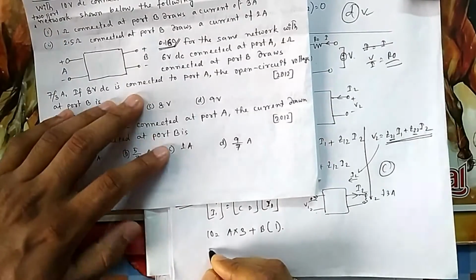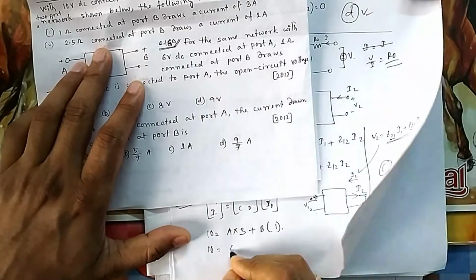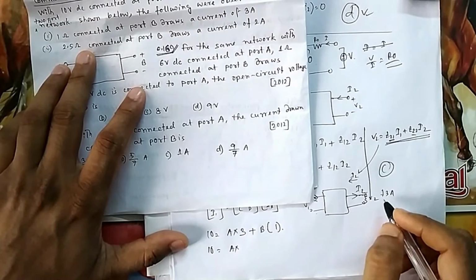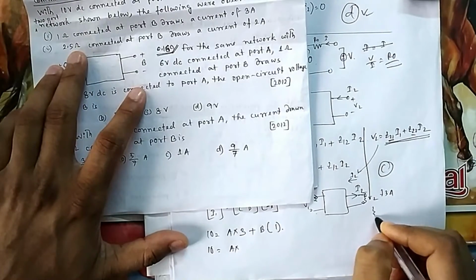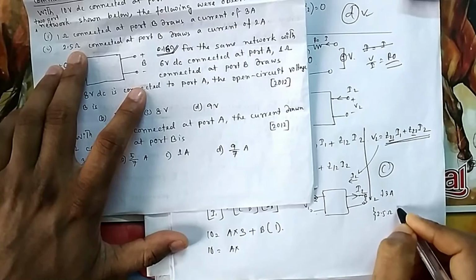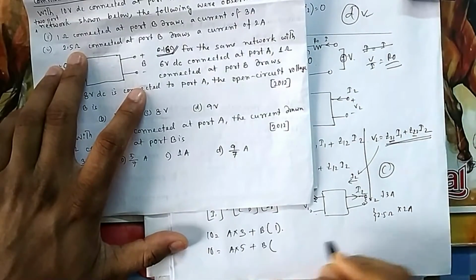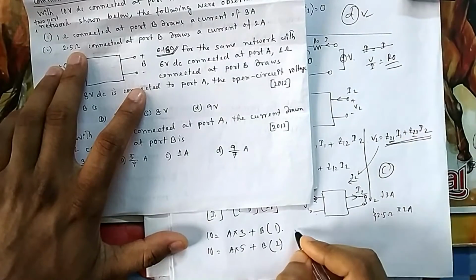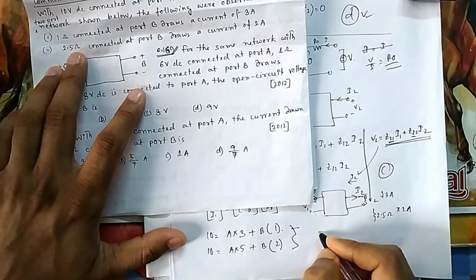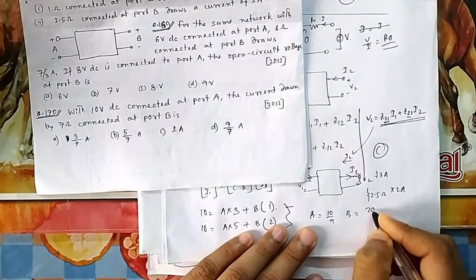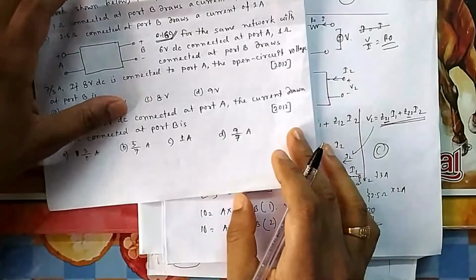Similarly the second equation: same 10 volt they give, but here A into the voltage. If you connect 2.5 ohm, it is drawing 2 ampere. So what will be the voltage? 5 volt, plus B into the current it is drawing, 2 ampere. Now if you solve these two equations, you can easily solve it. You will find A is 10 by 9 and B is 20 by 9. Now once you know this, you can calculate anything.